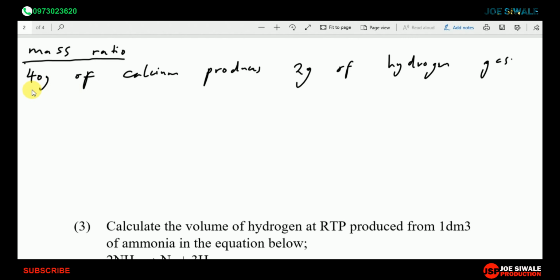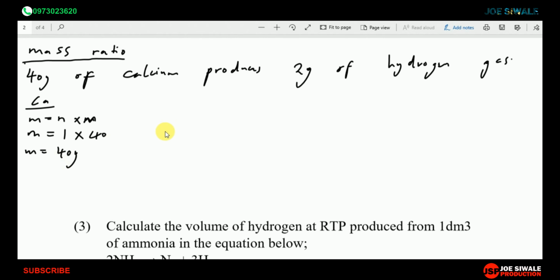If we start with that of calcium, we know that mass is equal to number of moles multiplied by the molar mass. So mass is equal to number of moles. We only have 1 mole of calcium multiplied by the molar mass of calcium. If you check on the periodic table, it's 40. So the mass of calcium, we're going to have 40 grams.